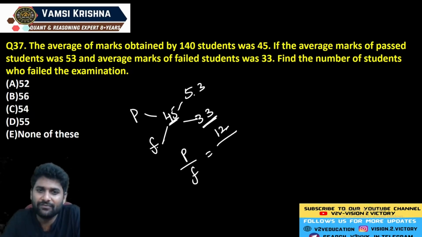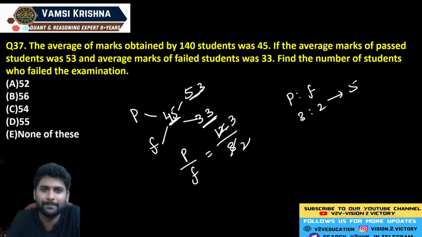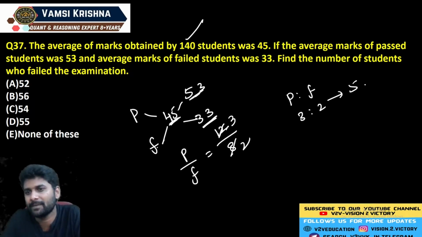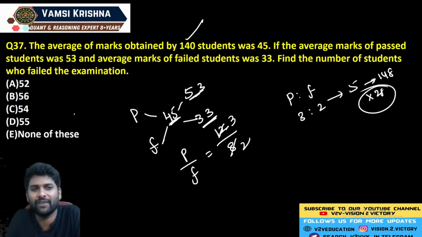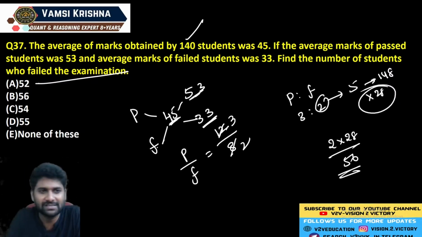Again, F value is 53, 45. What is the difference? 8. 4 twos are, 4 threes are. It means, see, if total number of students are 5, 3 students are passed, 2 students are failed. How many students we have? 140. 5 become 140, each number is multiplied by 28. Now the question, find the number of students who failed the examination. So 2 multiplied by 28 is exactly equal to 56.